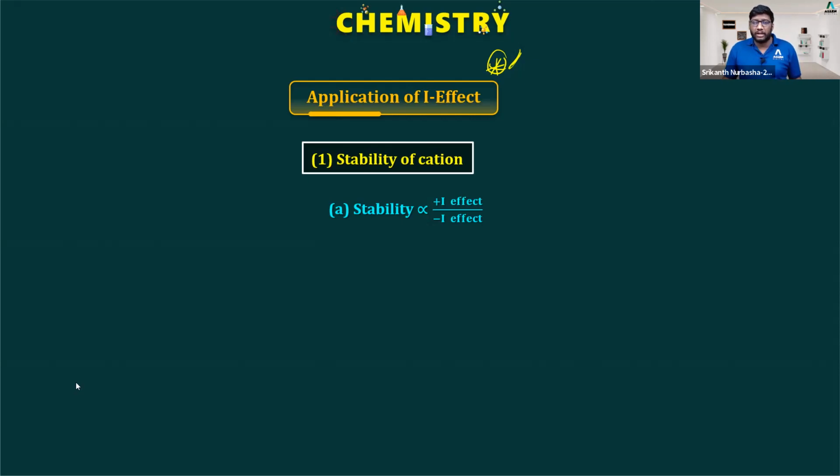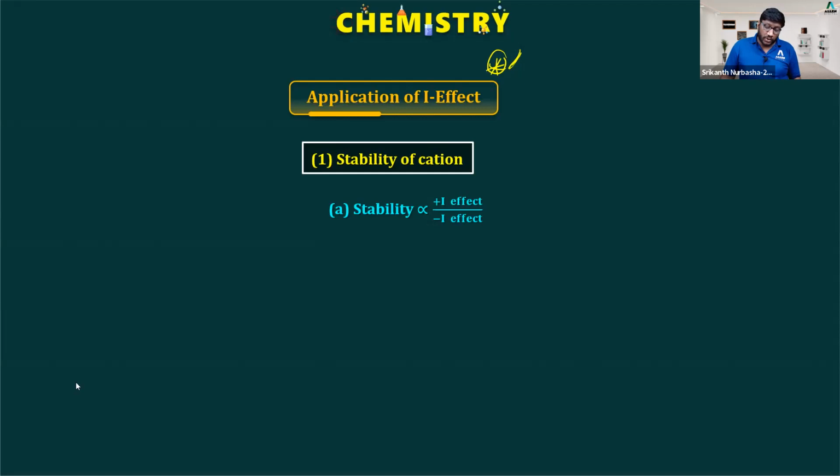Stability of cation. If I am having a positive charge and I am connected to some groups which are withdrawing the electron density from me, my positive charge will increase or decrease? Increase. Positive charge increase means stability will be decreasing.